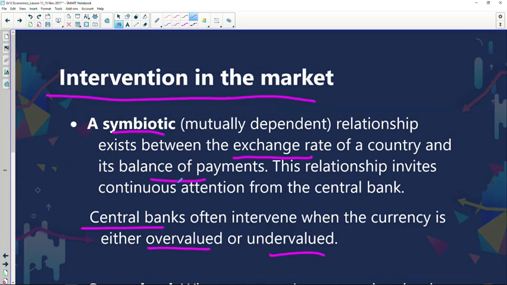So here we're looking at the mutually dependent relationship between the exchange rate of a country and its balance of payments. The central bank does monitor this relationship, and it pays particular attention, continuous attention that is, because it wants to look at situations where the currency is overvalued or undervalued. They would really like to have it at a good point where it's not overvalued and also not undervalued.